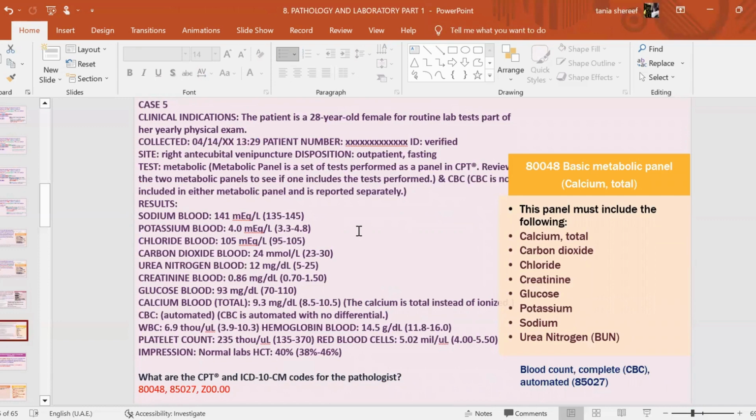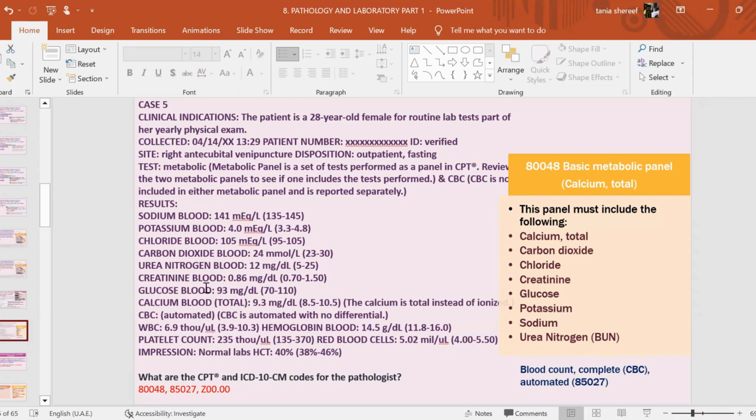Now, one more example. The patient is a 28-year-old female for routine lab tests, part of her yearly physical exam. So here, what are the tests she has done? Metabolic panel: sodium blood, potassium blood, chloride blood, carbon dioxide blood, urea nitrogen blood, creatinine blood, glucose blood, calcium blood, CBC, WBC, platelet count. All these tests she has done.